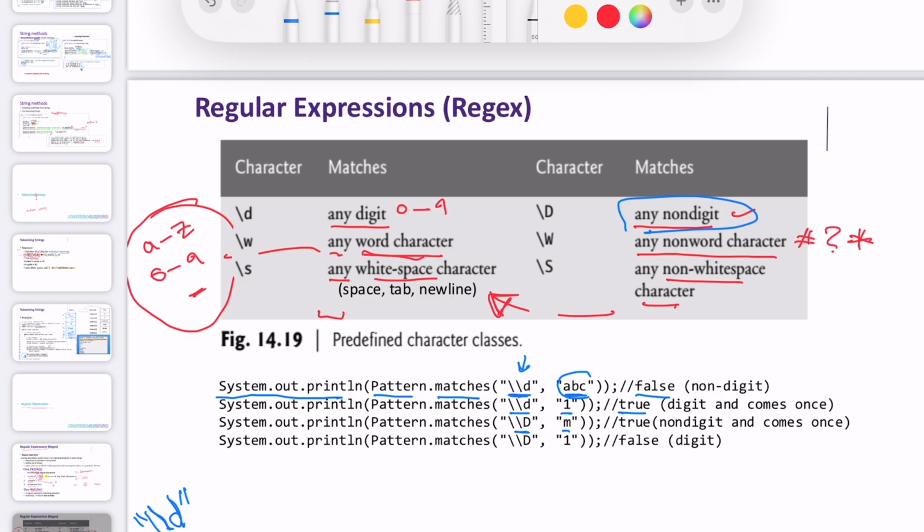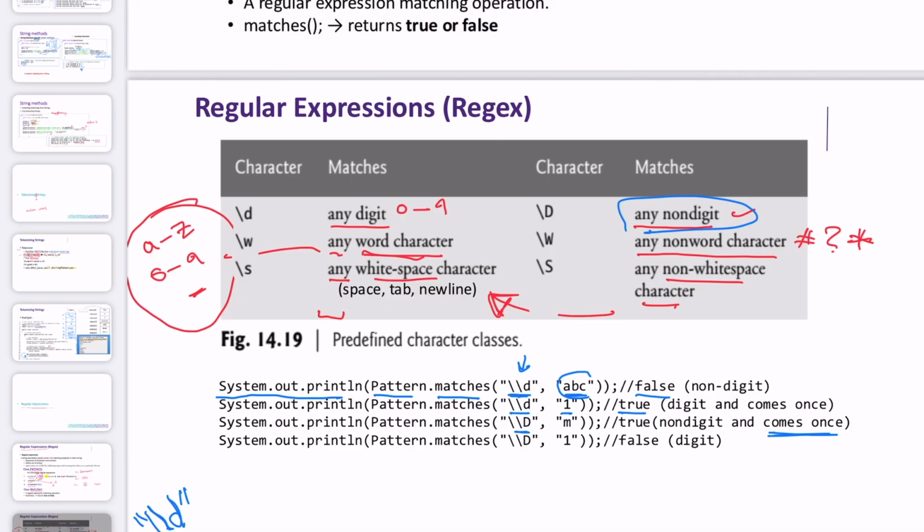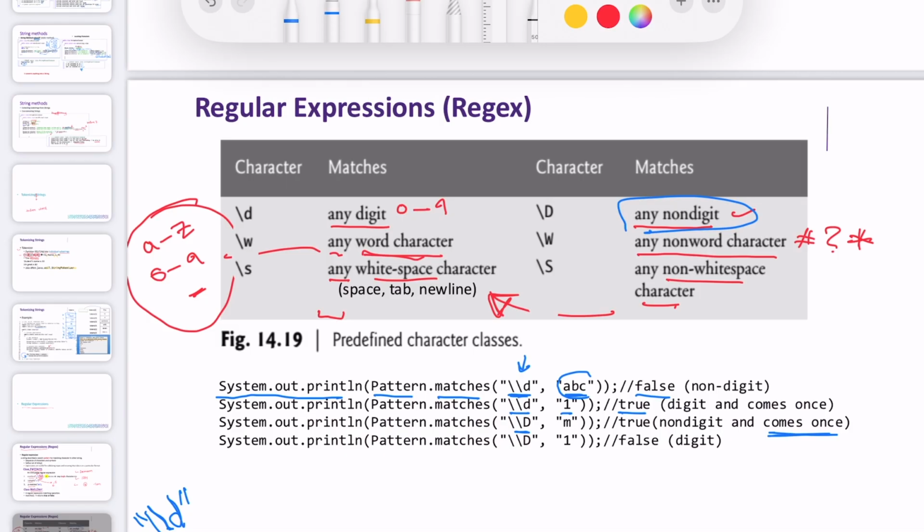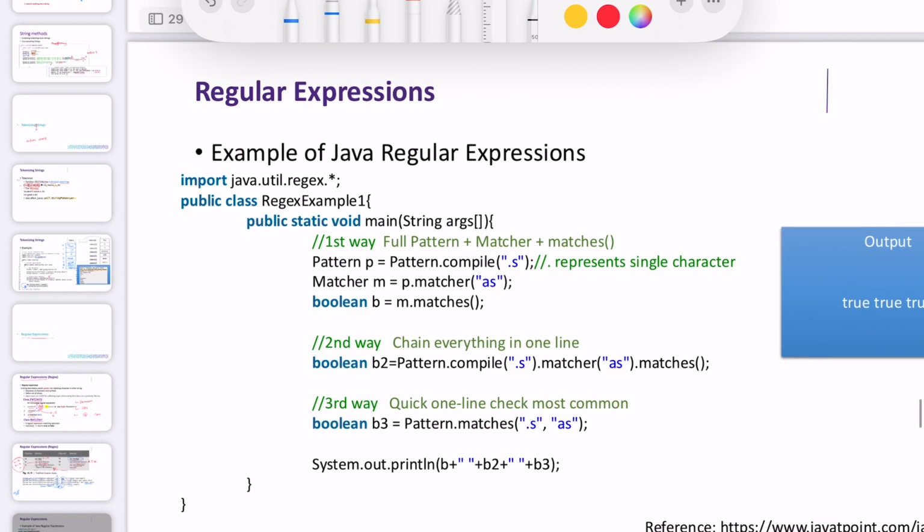The capital D means any non-digit, so anything that's not just a number. So I have M, and it needs to be only a single one. It comes once, it means just one non-digit, one character. So this is one character, which is an M, so it will return true. Here it says any non-digit. I have a digit, so it will return false. So the only thing it will do is compare this to this to see if the string over here matches the pattern over here or not, using the method matches from the class Pattern. We will do more of these now.